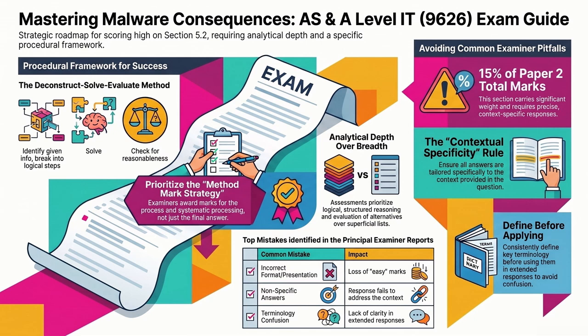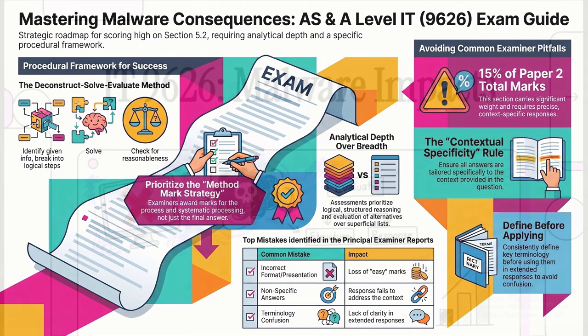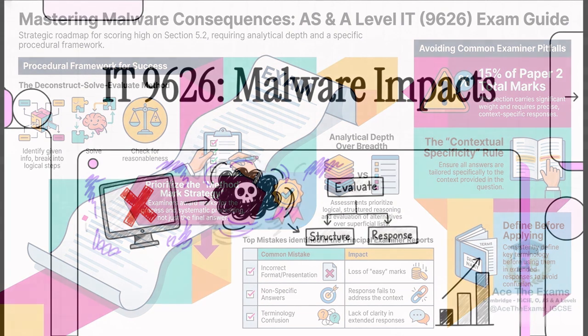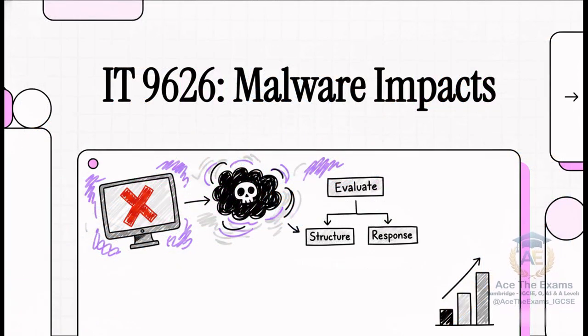Welcome to This Explainer. I am your host, your strategist, and today we are completely decoding how to master Section 5.2 of the Cambridge Information Technology Syllabus 9626. We're talking about the consequences of malware for organizations and individuals. But listen, we aren't just going to sit here and review basic textbook definitions of what malware is. You already know that. Instead, we are going to look behind the curtain.